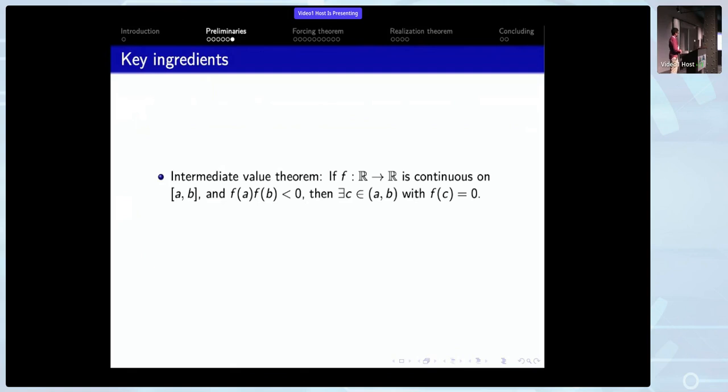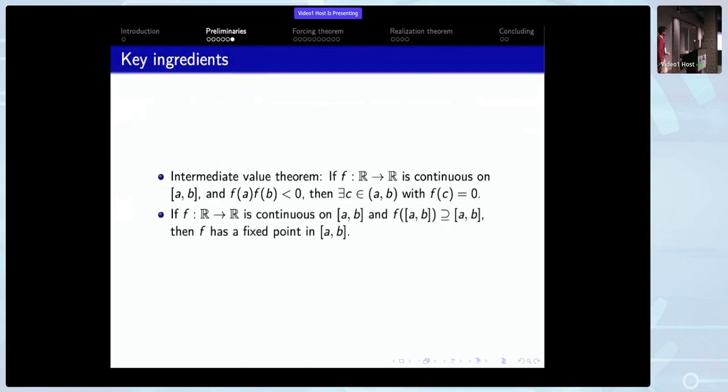If I have a continuous function and f of a times f of b is negative, the reason I've written it like that is I want to emphasize that f of a and f of b need to be different signs and neither of them can be 0. But it doesn't matter which way around they are. So f of a and f of b are different signs, not both 0, and yeah, on either side. Then there's a point in between a and b which hits 0. This is a hopefully familiar theorem to everyone from analysis.